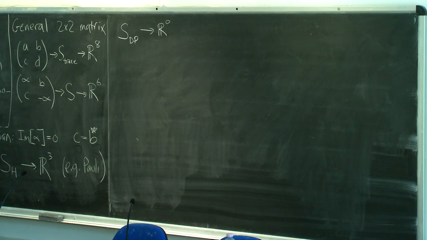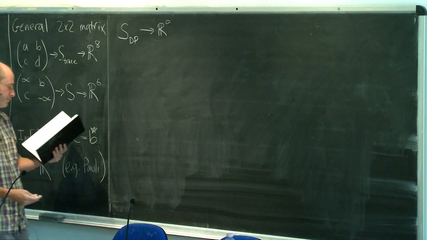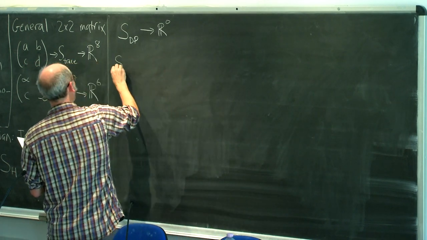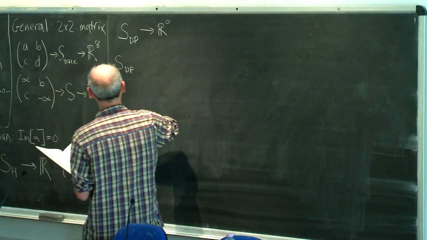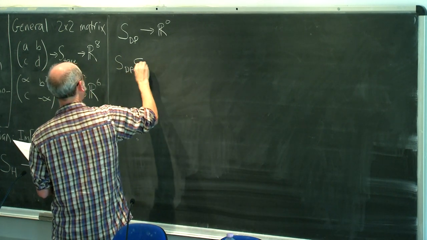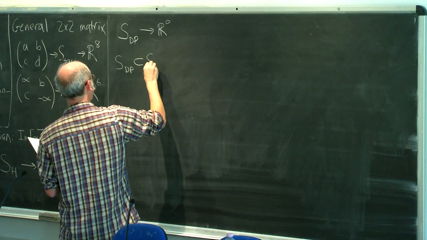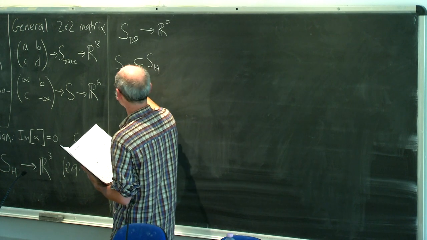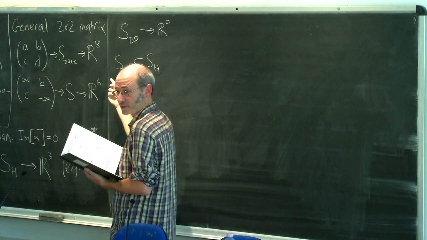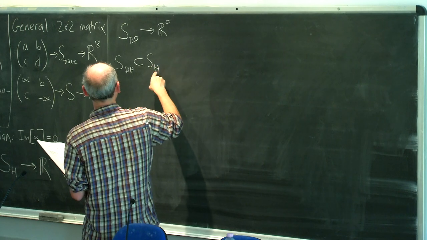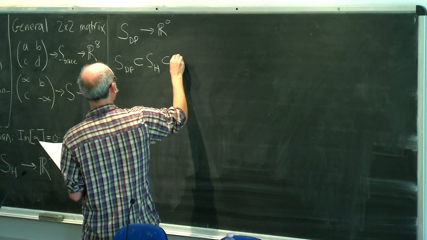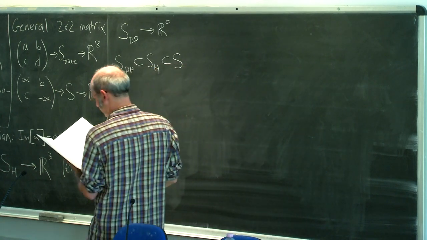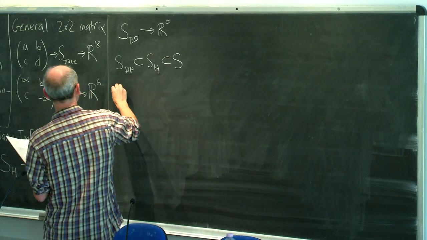But if that seems a little bit too weak as reasoning, we'll discuss it later. And let me make the further observation that this diabolic point is contained within the space of Hermitian matrices. This symbol means is a subset of, because the diabolic point is obviously a Hermitian matrix, has real eigenvalues, and the Hermitian matrices are a subspace of the full space. So hopefully this is okay.